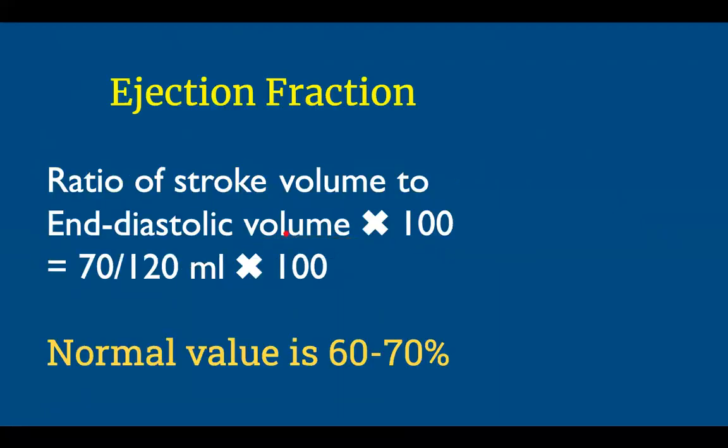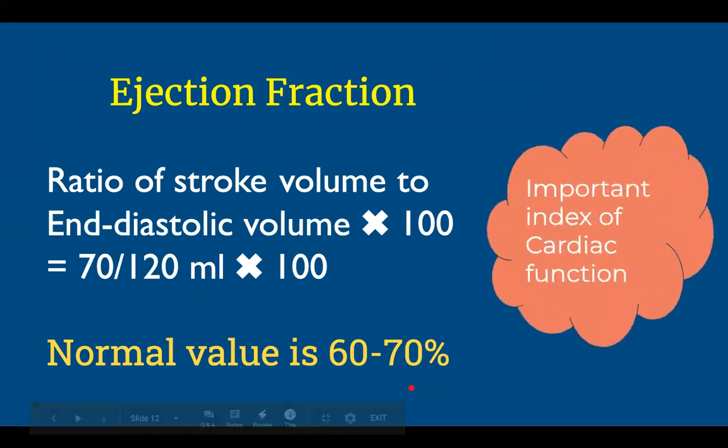Now, the ratio of stroke volume to end diastolic volume, that is 70 by 120 into 100, is known as ejection fraction. Please remember this. Ejection fraction is the ratio of stroke volume to end diastolic volume into 100, and its normal value is 60 to 70%. When an echocardiography is done, it is an important index of cardiac function. So this ejection fraction normally should be between 60 to 70%. If it decreases below this, so it goes below 50, then it indicates that the heart is not functioning well. It is a ratio of stroke volume to end diastolic volume.